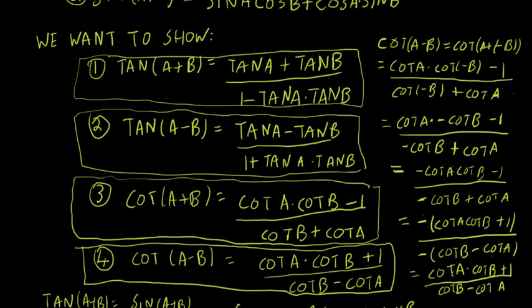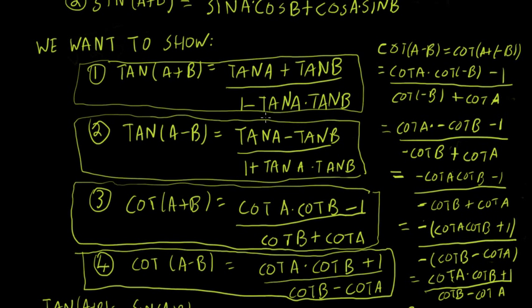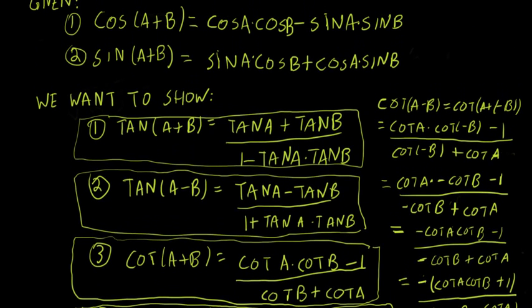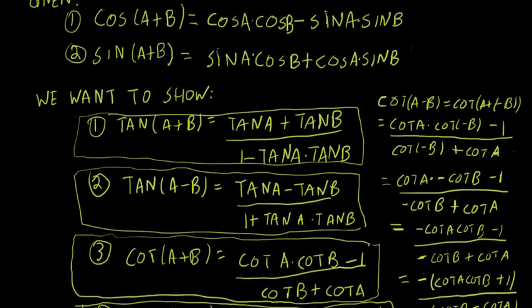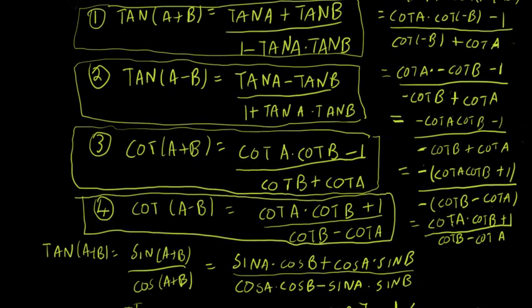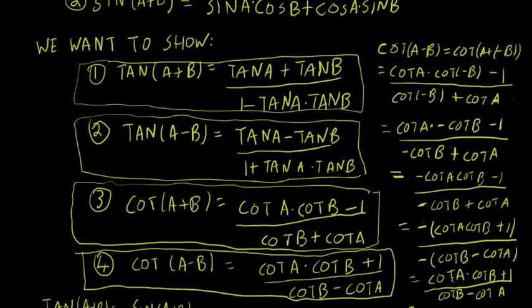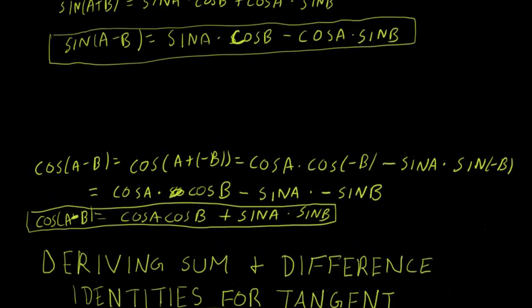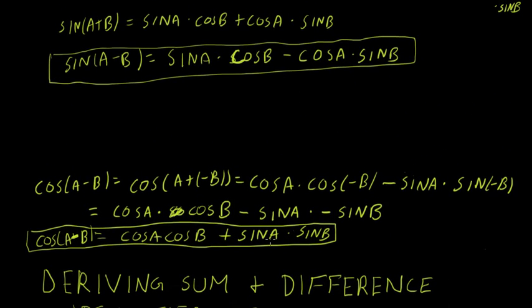Alright, so we've proven the sum and difference identities for tangent and cotangent, starting with the sums of sine and cosine. And along the way, we proved the difference identities for sine and cosine as well, and they are boxed here.